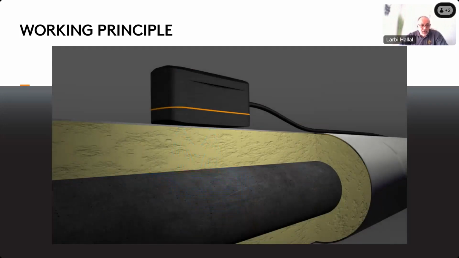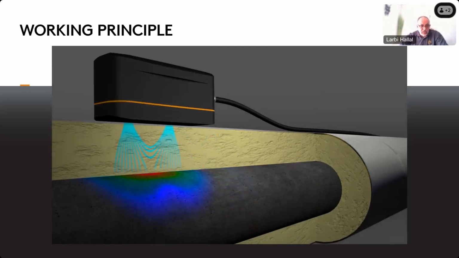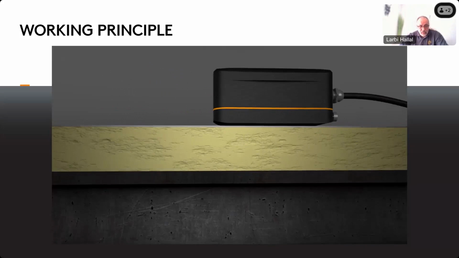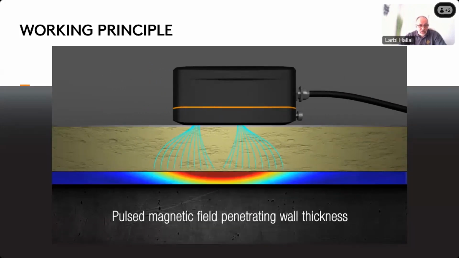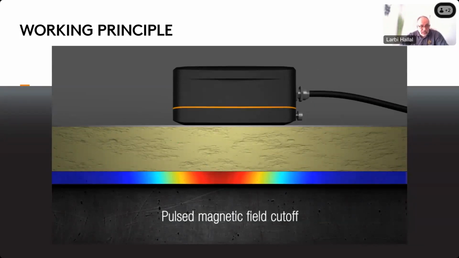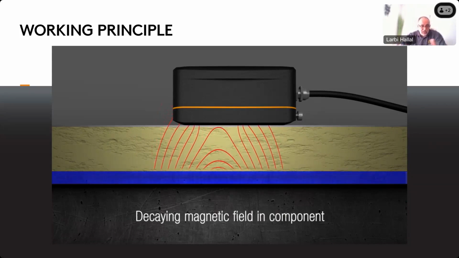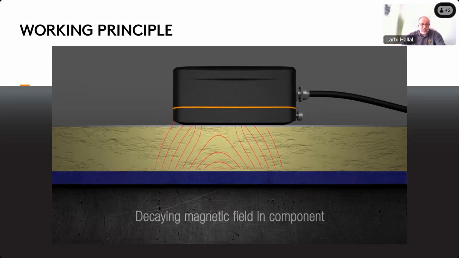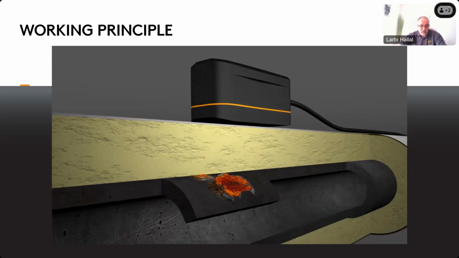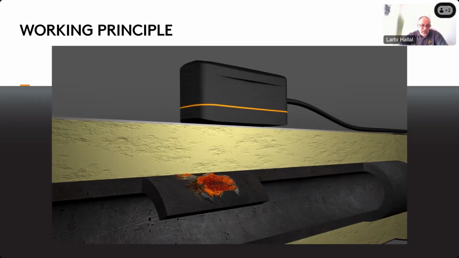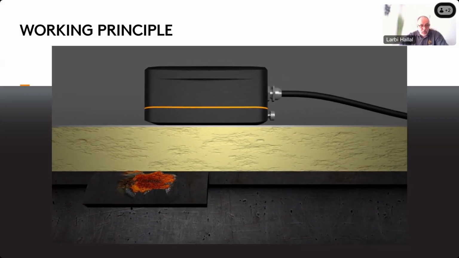A short video to illustrate that. So you can see a probe in grid mode pulsing through an insulation with a metallic weather jacket. Magnetic field is penetrating the wall thickness. When we stop pulsing, that's what you can see now. The eddy current will just vanish from the component, and this is the decay time we will be measuring with some dedicated sensors inside the probe.